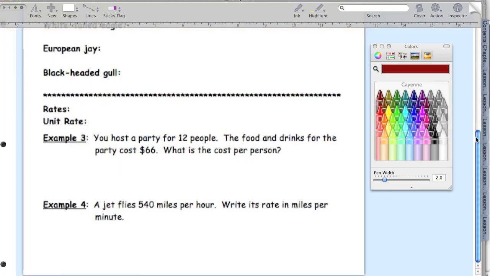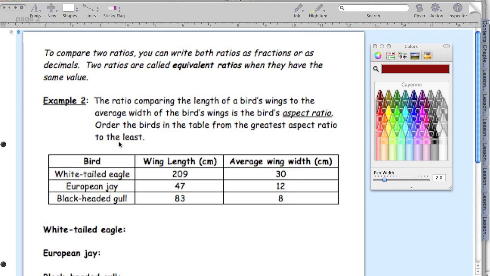Let's take a look at this second page. We're going to try using this information to compare things. So to compare two ratios, you can write both ratios as fractions or as decimals, and then two ratios are called equivalent when they have the same value. That's what we wrote on the page before. So example 2 says the ratio comparing the length of a bird's wings to the average width. So that's the important thing here. The length of a bird's wings to the average width of the bird's wings is called the aspect ratio.